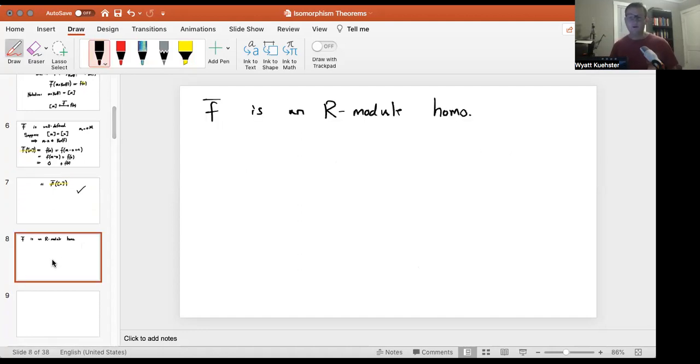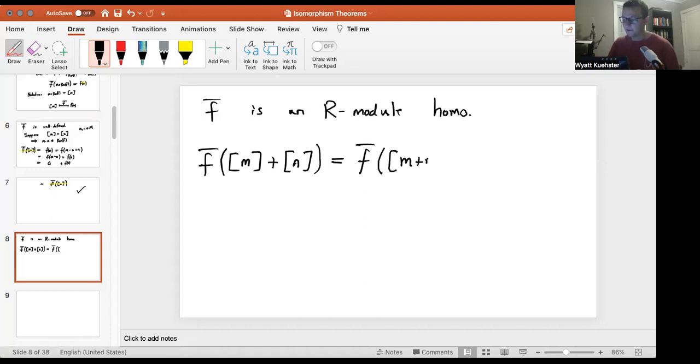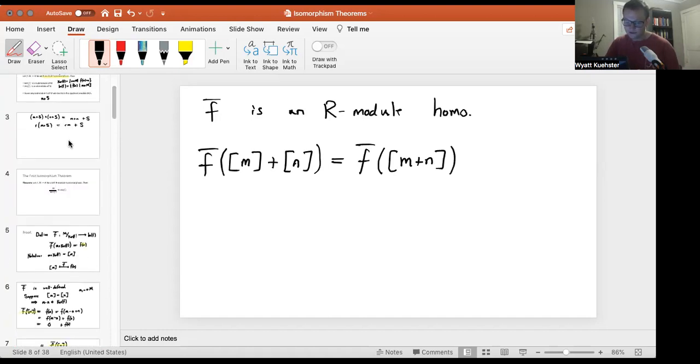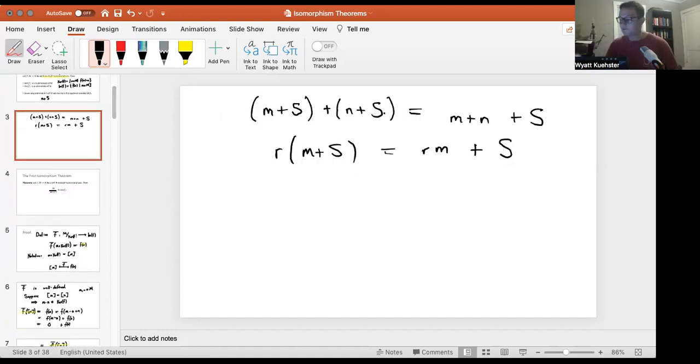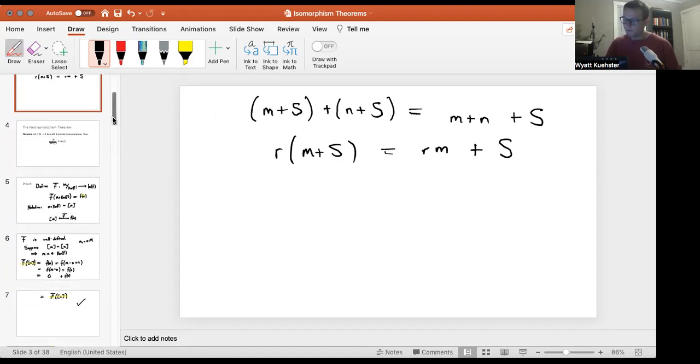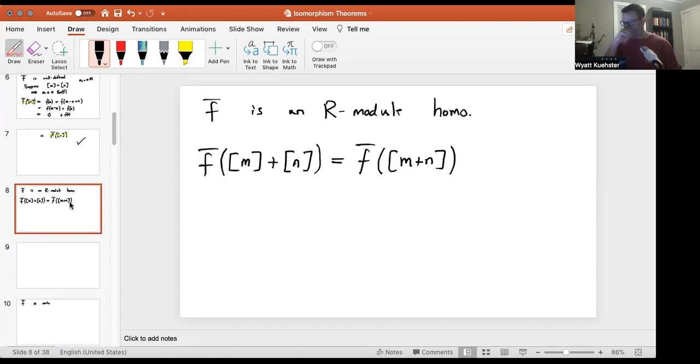Next, we need to show that f bar is actually a homomorphism. So I need to check that it respects addition first. If I take f bar of the class of m plus the class of n, say, because of the way that cosets add, this is f bar of the class of m plus n. That's using the different notation. I'm just adding the two cosets, which means just add the representatives and then take the coset.